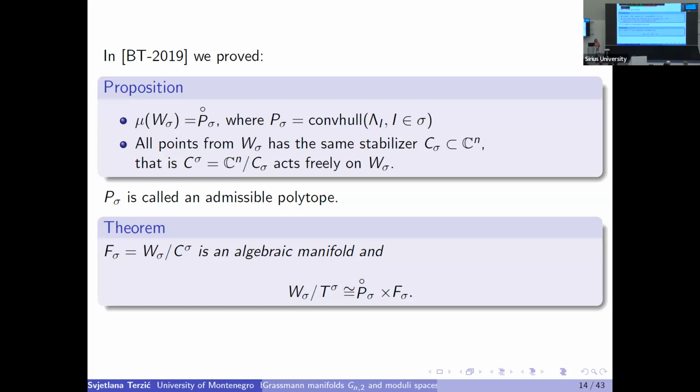And we proved that all points from a stratum have the same stabilizer. So we get a quotient torus which acts freely on W_sigma. Such P_sigma is a polytope, some subpolytope of Delta_{n,2}, and for such P_sigma we say it is an admissible polytope. For these admissible polytopes, the situation is much more complicated than in the case of quasitoric manifolds.